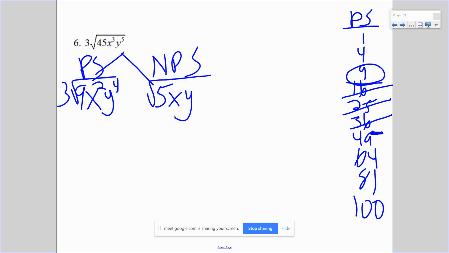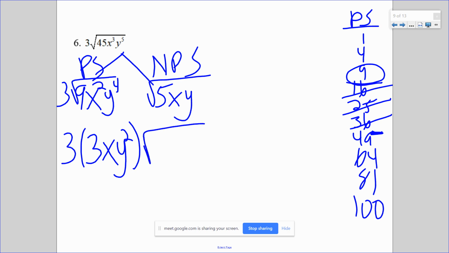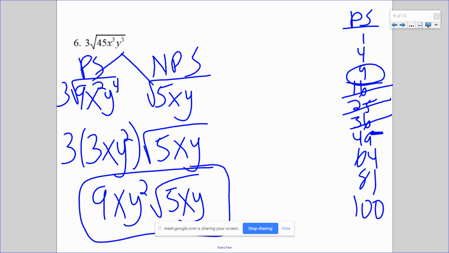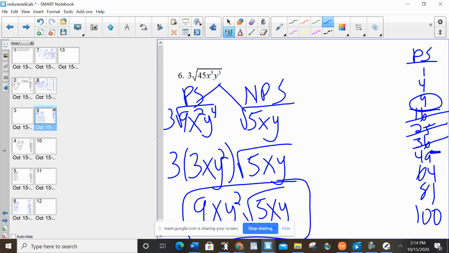That's step 1. Step 2, I take the square root of the perfect squares. The square root of 9 is 3. Square root of x squared is x. Square root of y to the 4th is y squared. 3 comes down. The non-perfect squares are trapped. I multiply what's outside. That's my answer.